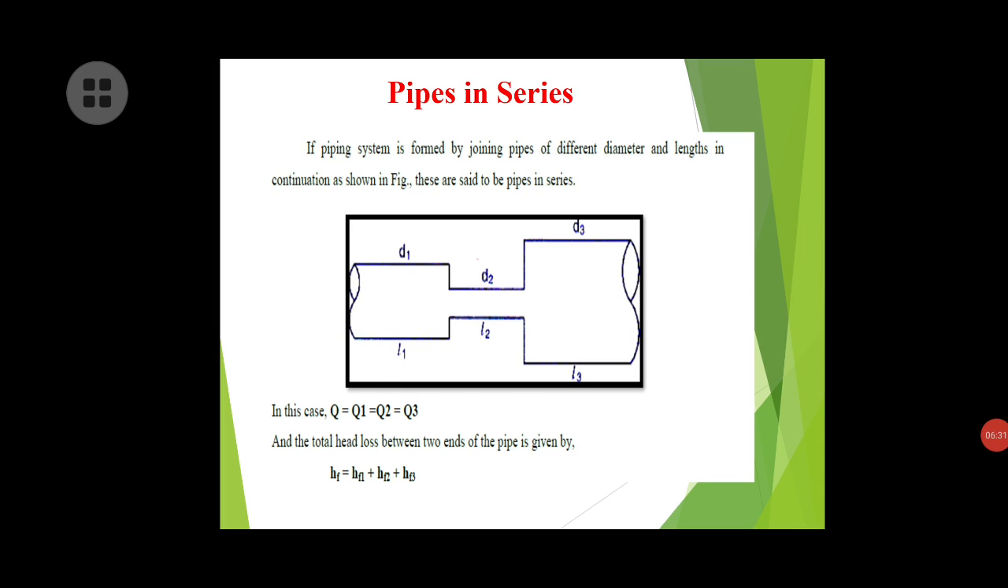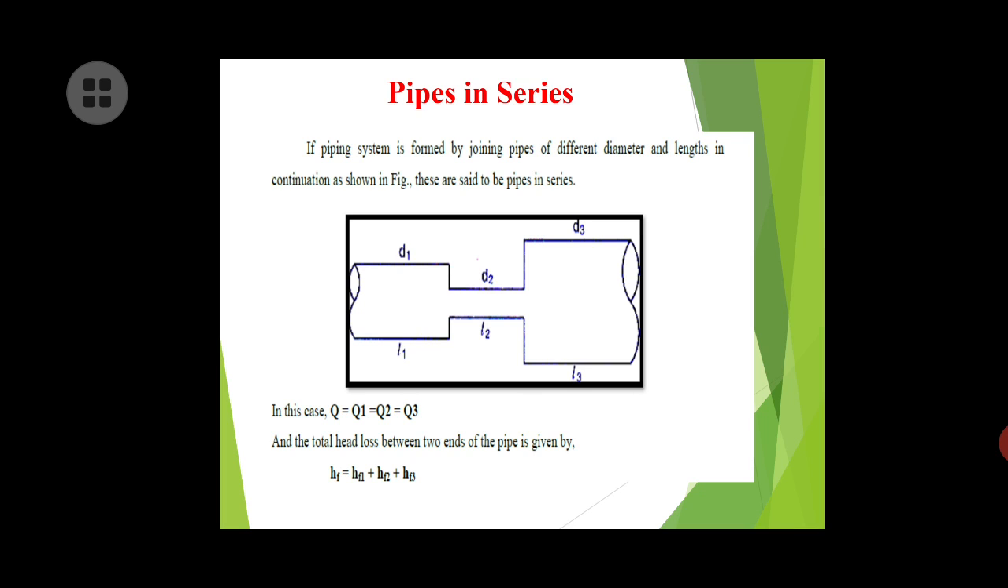So the next topic is pipes in series. What do we mean by pipes in series? It is also called a compound pipe. When pipes of different lengths and diameters are connected to each other to form a pipeline, such a pipeline is called a compound pipe or pipes in series. The figure shows the pipes in series.